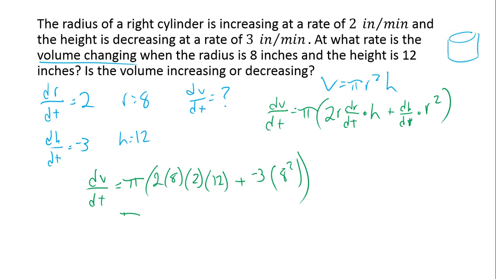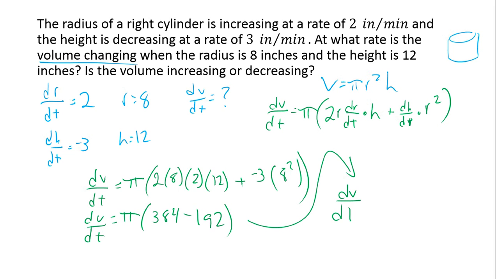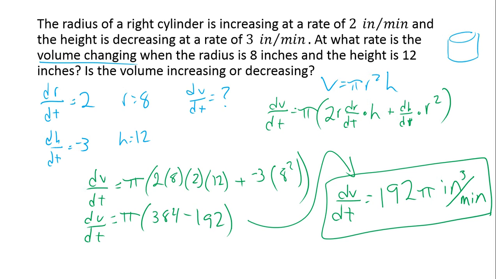We end up getting pi times 384 minus 192 is equal to dV/dt. And after we do some easy simplifying, we find that dV/dt is equal to 192 pi. So that means that the volume is changing at a rate of 192 pi inches cubed, okay, because we're dealing with volume, which means it's going to be cubed, inches cubed per minute. And there's our change in our volume for this cylinder that we have.